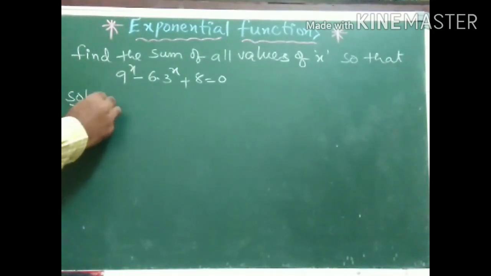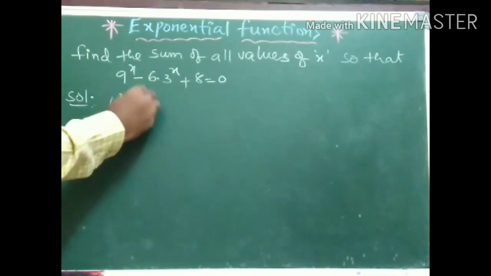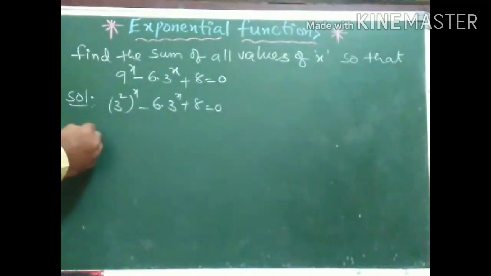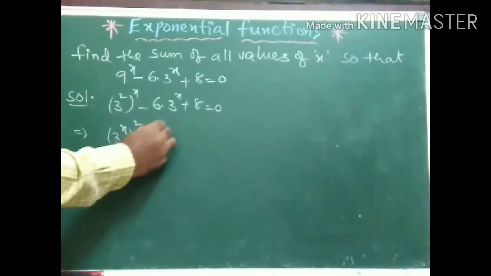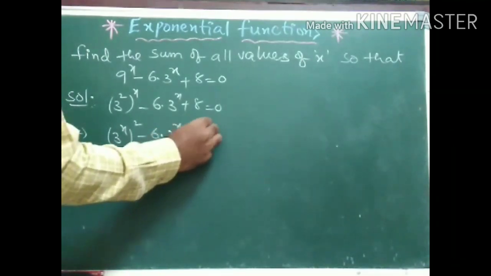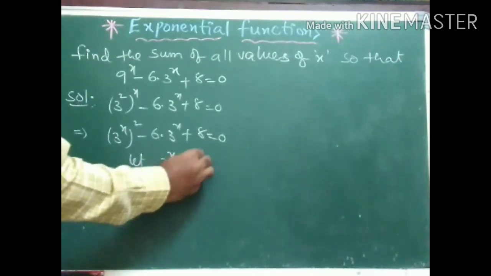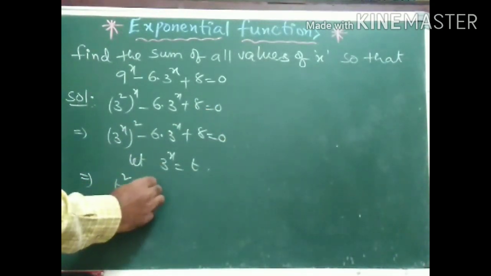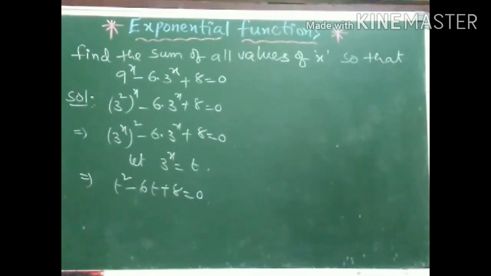Since here there is a 3 power x, can we write 9 power x as some 3 power? So clearly this is (3 square) whole power x minus 6 into 3 power x plus 8 is equal to 0. And this we can also rearrange as (3 power x) whole square minus 6 into 3 power x plus 8 is equal to 0. If you assume 3 power x is equal to say t, hence this is t square minus 6t plus 8 is equal to 0. So which is a quadratic equation.